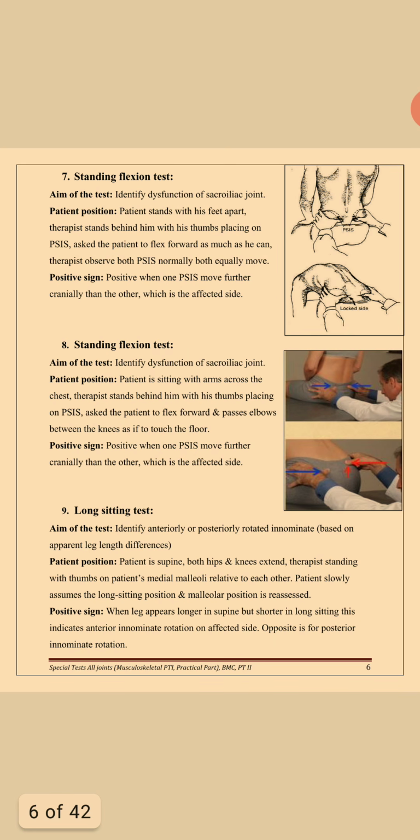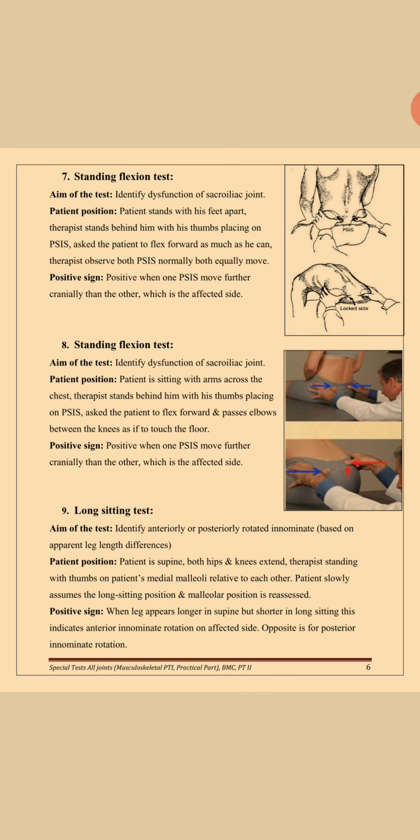Standing flexion test. Aim of the test: identify dysfunction of sacroiliac joint. Patient position: patient stands with his feet apart. Therapist stands behind him with his thumbs placed on the posterior superior iliac spine, PSIS. Ask the patient to flex forward as much as he can. Therapist observes both PSIS. Normally both equally move. Positive sign: positive when one PSIS moves further cranially than the other, which is the affected side.